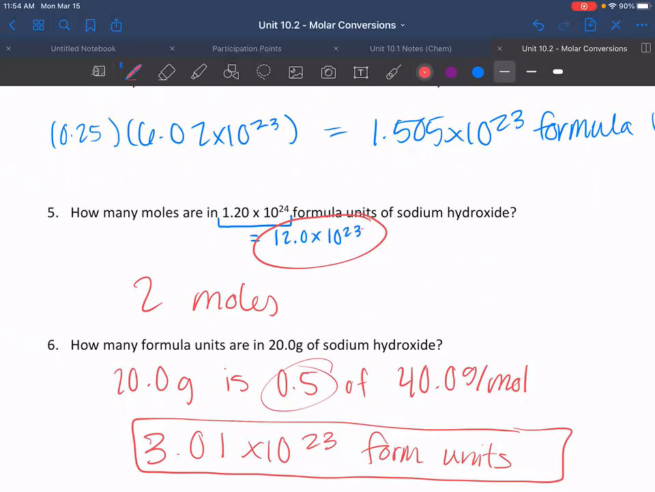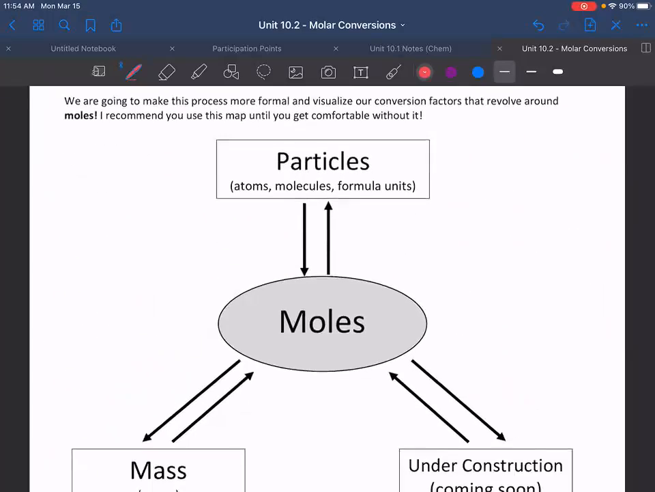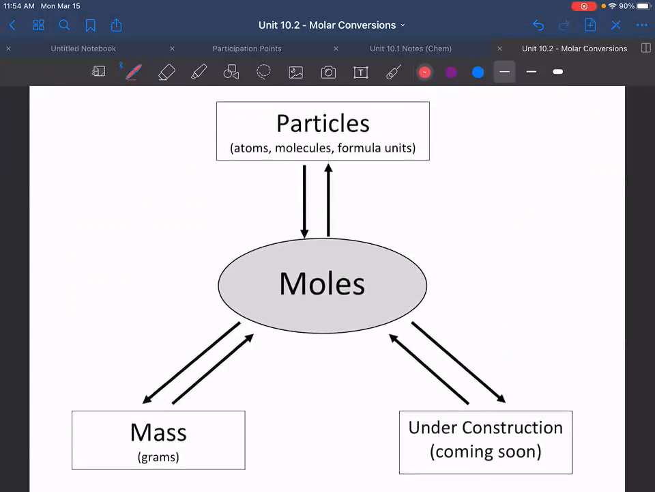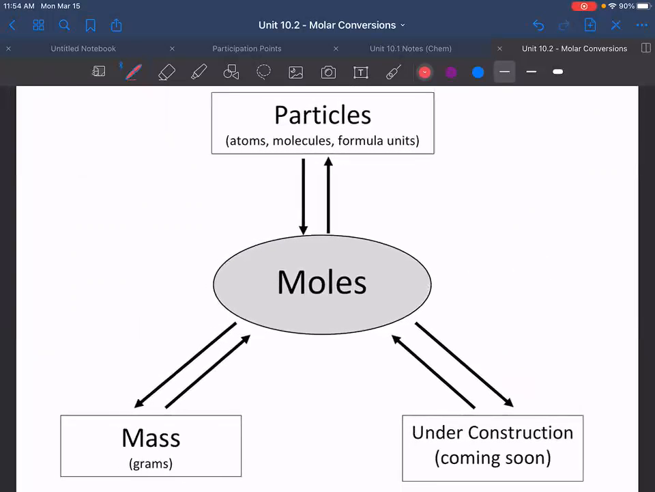All right, any questions about this before we dive in a little deeper? Okay, so now I'm going to give you guys a visual map of how I want you to approach these problems. I'm a visual person, so here's my example for you. What is at the center of this? Moles. When in doubt, convert to moles.